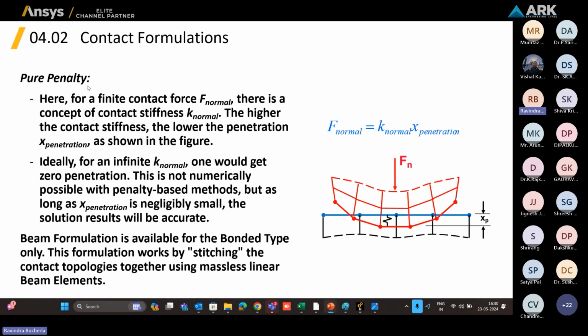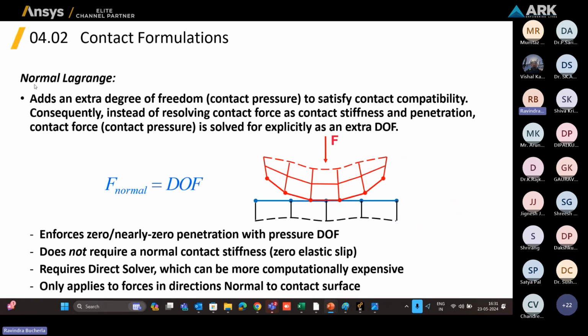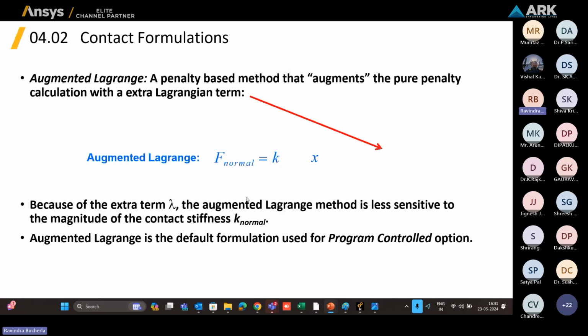It will mostly be used for the bonded type of contact. In the bonded type of contact, it will allow some small sliding, small penetration to calculate this force reaction. Another one is normal Lagrangian. Instead of the reaction forces here, the pressure will be calculated, and mostly there will not be any penetration between the contact nodes and the target nodes. This is normal Lagrangian.